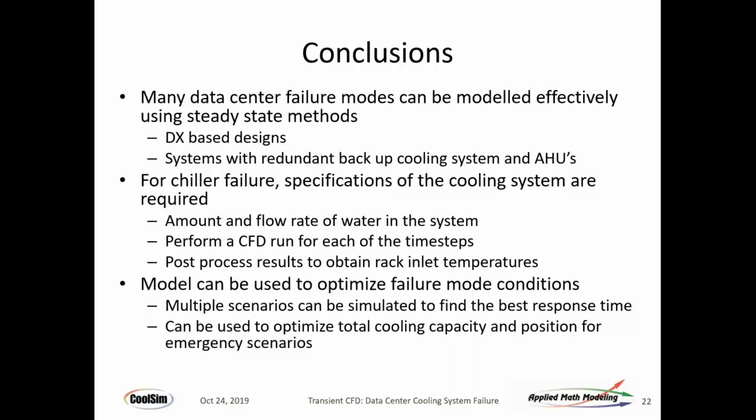Geometry makes a difference. For chiller failures, specifications of the cooling system are really important. You need to know the amount of water, you need to know the flow rate of the water, and then what you can do is a CFD run for each one of those time steps. Effectively, what's happening is your cooling capacity is declining with respect to time as a function of the amount of water you have in the loop. So all you need to do is figure out when that hot water that hasn't yet been chilled comes back, and then you can effectively change the cooling capacity of the air handlers in the room.